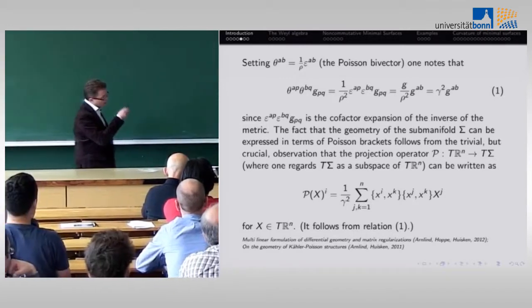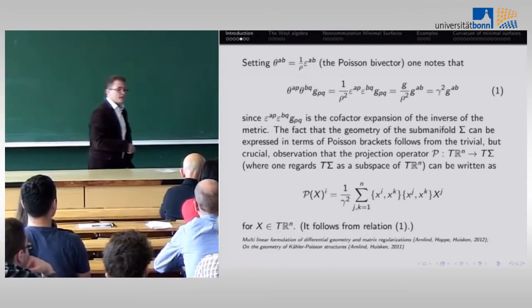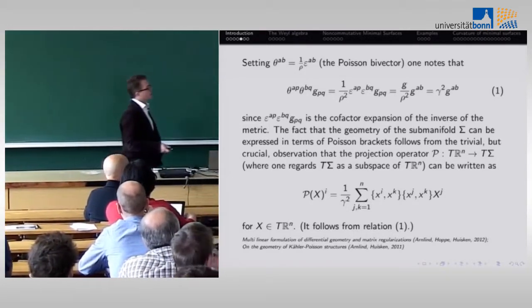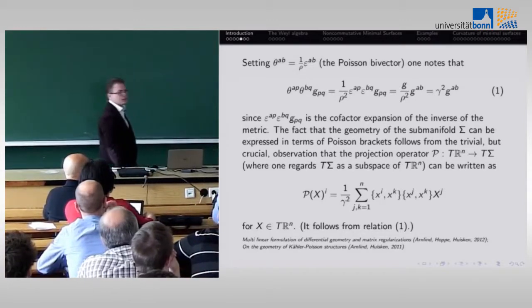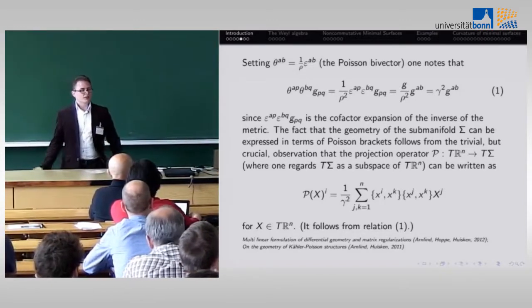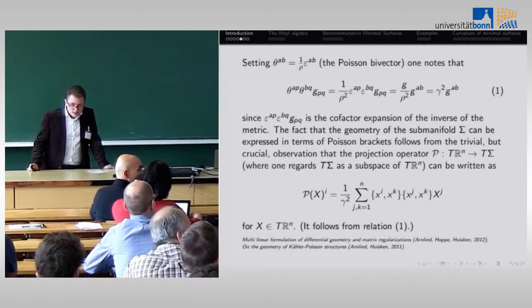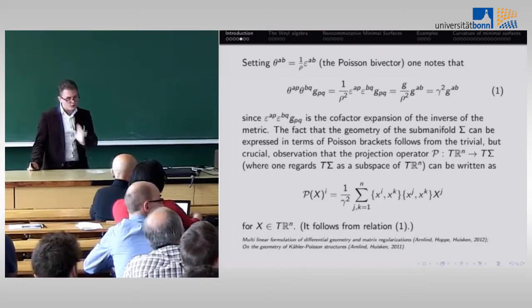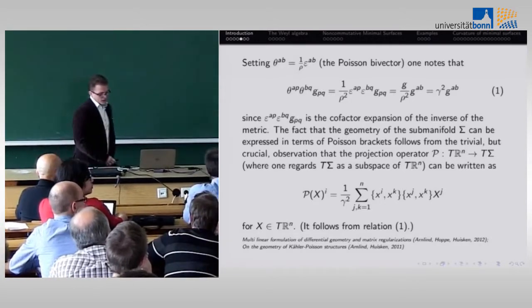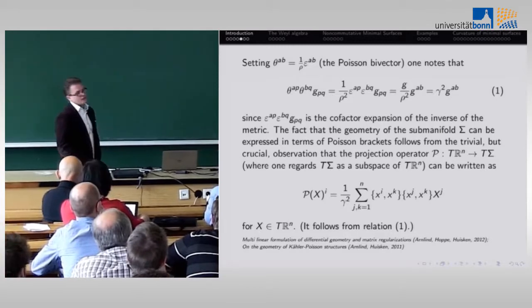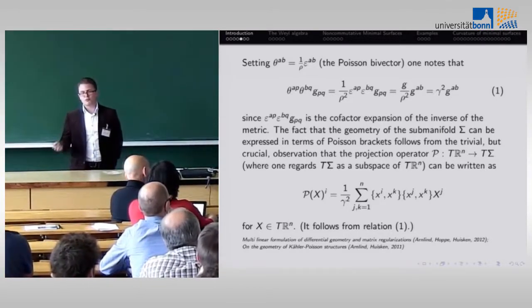And this you can do not only for surfaces, but for general submanifolds of general ambient manifolds. And we did this in two papers I quoted down here. It will not be important for my talk. I just want to put it in a slightly bigger context. And for general n-dimensional manifolds, you actually need an n-ary bracket, unless you have a Kähler manifold, where you can do with the Poisson bracket. Okay. So you can actually formulate the geometry of the submanifold in terms of Poisson brackets.